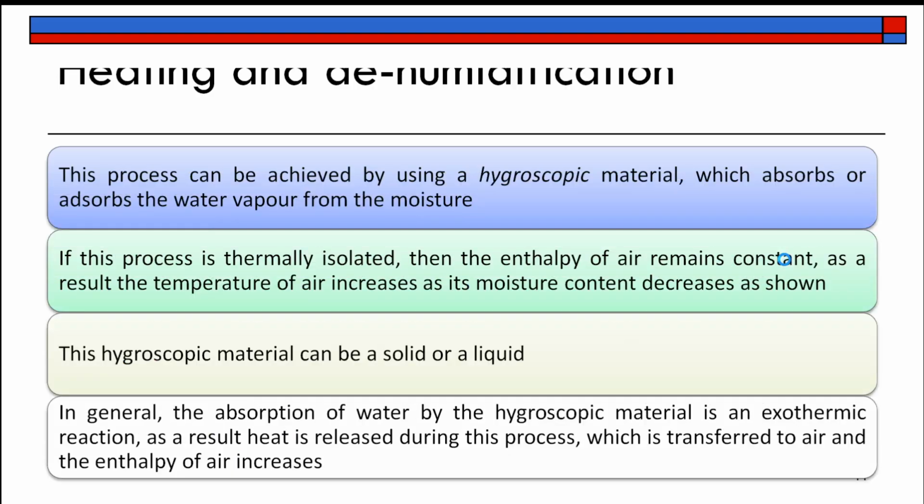Heating and humidification. Now heating and dehumidification is sometimes preferred, and that is achieved by a material known as hygroscopic material. Hygroscopic material absorbs or adsorbs the water vapor from the moisture. The hygroscopic material can be solid or a liquid. The speciality of the hygroscopic material is given in the first sentence, that is the adsorption or absorption of water vapor from the moist air.